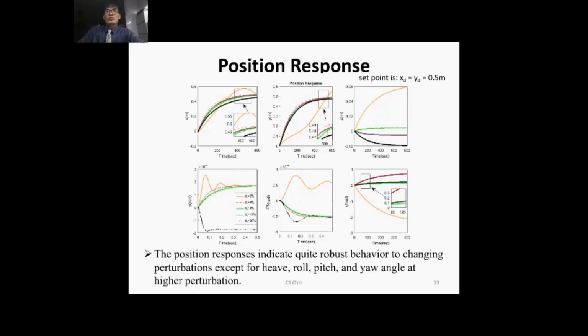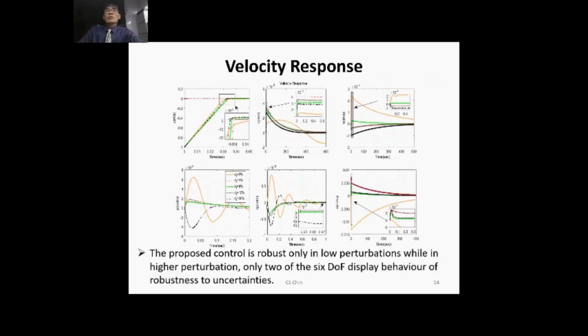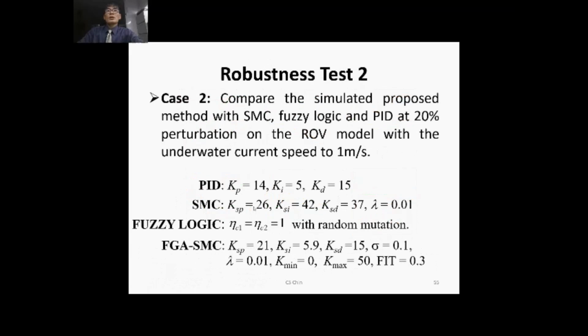at higher perturbation. At higher perturbation, you will see that it's not able to withstand the underwater currents. For this case, the velocity response was plotted, and you can see that it's robust only at low perturbations, while at higher perturbations, only 2 of the 6 DOF display robustness to uncertainties. So you can see that when you reach higher perturbations, the velocity response is not so stable.